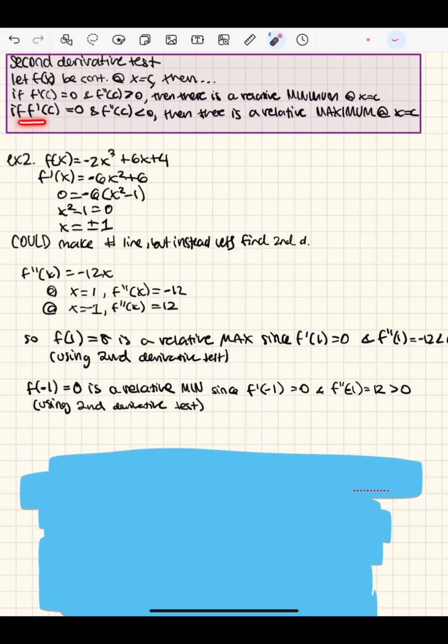And if f prime of c is 0 and f double prime... Okay, so the idea behind this, you can read that if you want to. I don't need to read it out loud. I think that sometimes makes it more confusing. I hate when people read things out loud that are on the slide. Like, I can see too. So I will let you read this, but I'm just going to explain it.